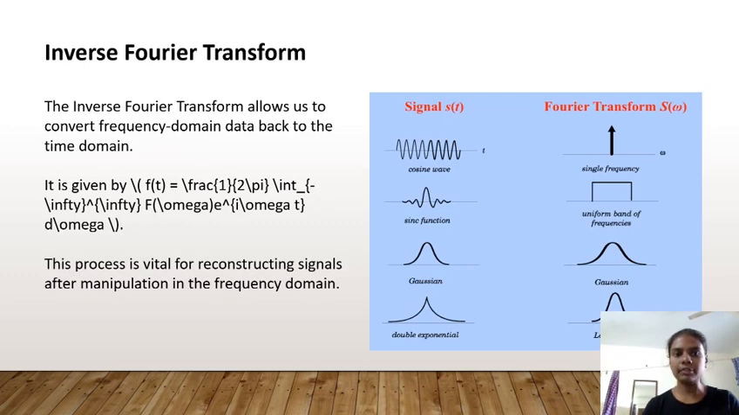Inverse Fourier transform. The inverse Fourier transform is the reverse operation of the Fourier transform. That is, it converts frequency domain into time domain. So the inverse Fourier transform allows us to convert frequency domain data back to the time domain. It is given by f(t) equal to 1 by 2 pi times the integral from minus infinity to plus infinity of F(omega) e power j omega t d omega. This process is vital for reconstructing signals after manipulation in the frequency domain.